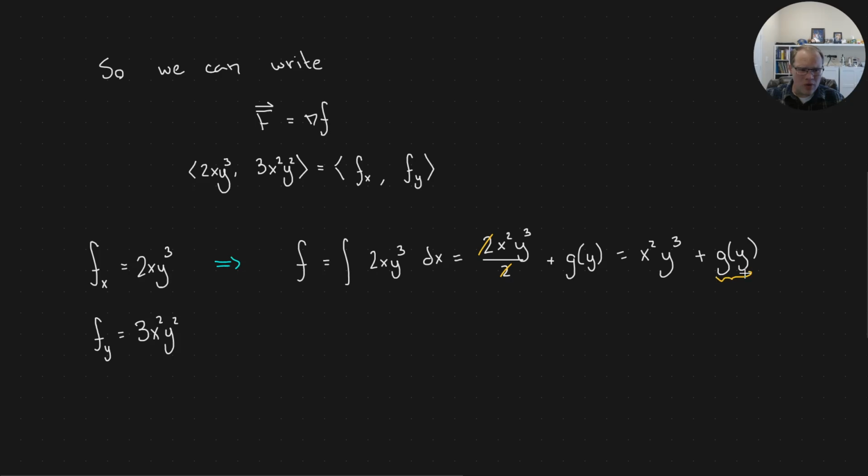So function f must be x squared y cubed plus some unknown function of y. We don't know what this is yet. We would like to know what that is. That's where this other piece of information comes in. Now I know what f is, but I also know the partial derivative of f with respect to y. So if I take the partial derivative of this with respect to variable y, it should be equal to this. And using that, I can figure out what this unknown function g is.